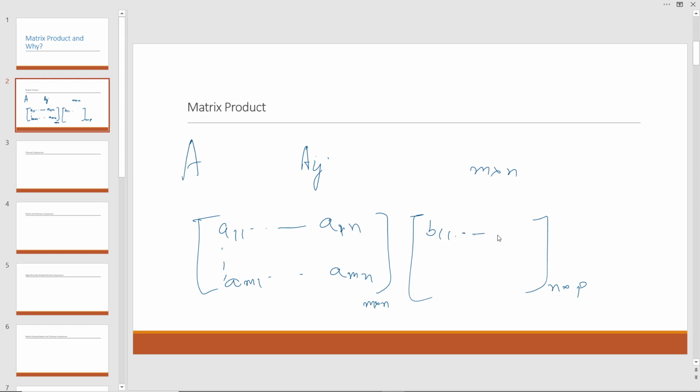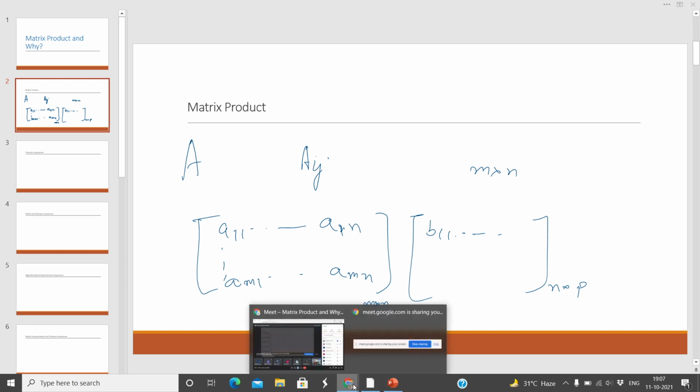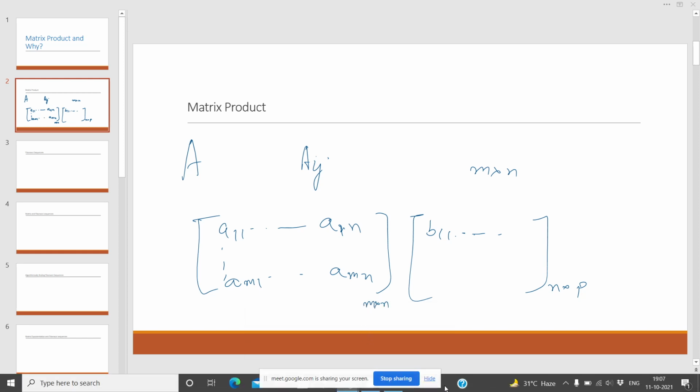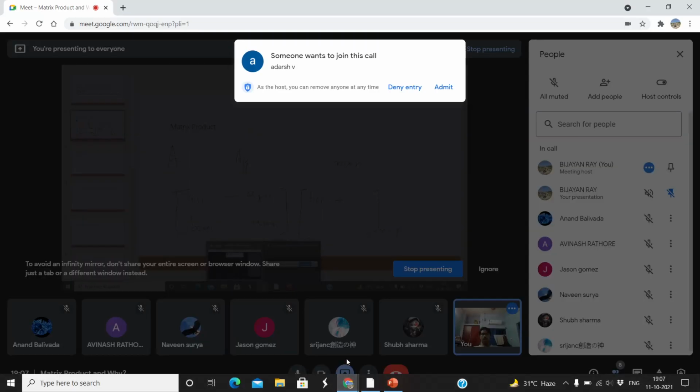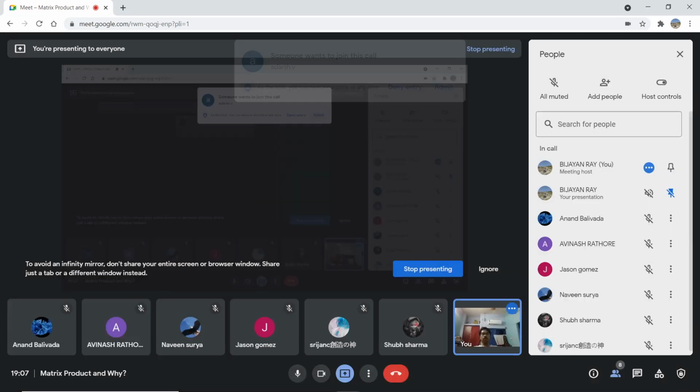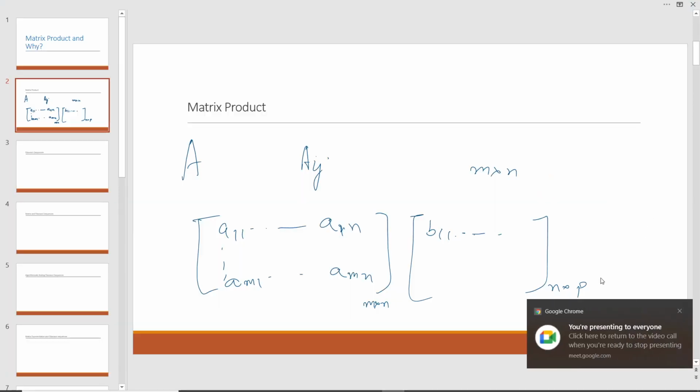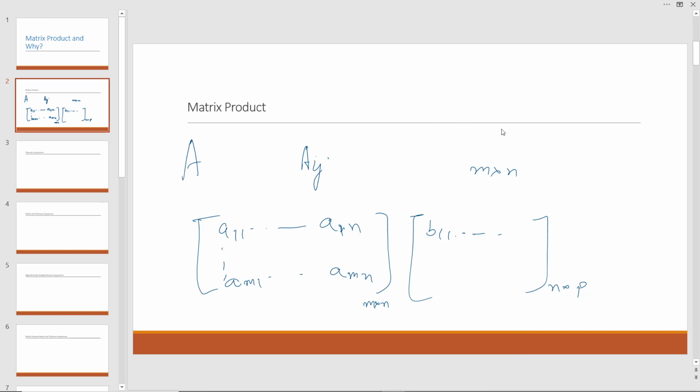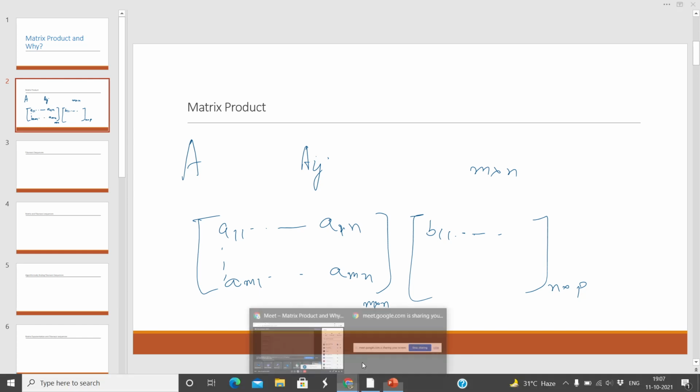So in that respect, there is another kind of product, namely the Kronecker product, you might look at it, where there is no such issue in the order of the matrix. It doesn't matter, you can multiply any matrix with another.